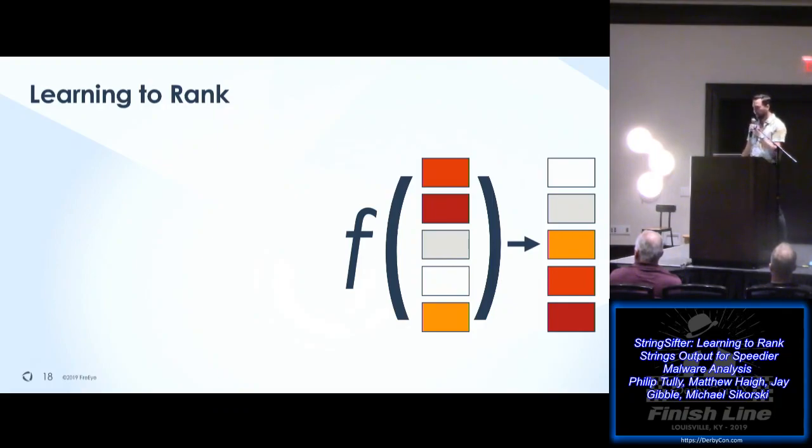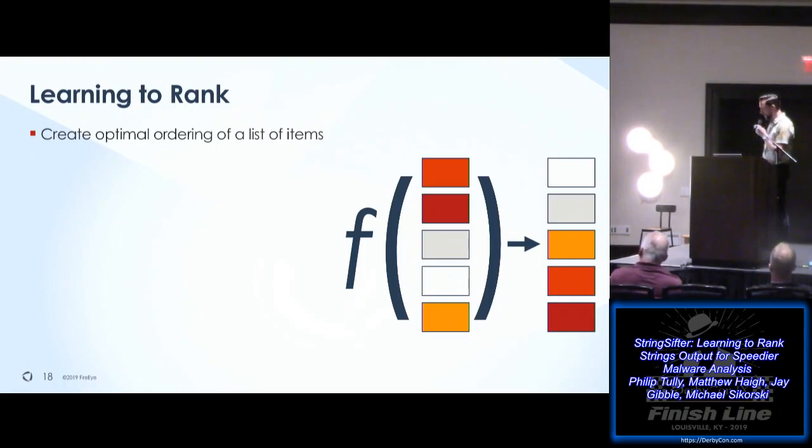In machine learning, this is referred to as the learning to rank paradigm. The goal here is to take a list of input items, like you see on the left, and create an optimal ordering, or optimal permutation, of that list of items. So you have a list of 5 items here, and you apply some function to those items, and what you get is an ordered list of those items.